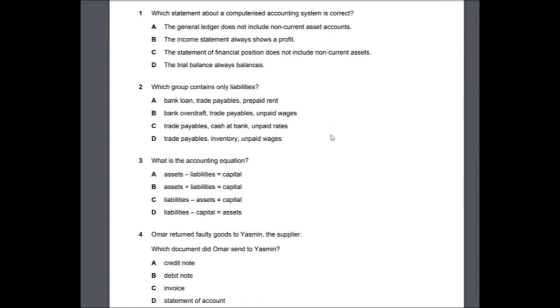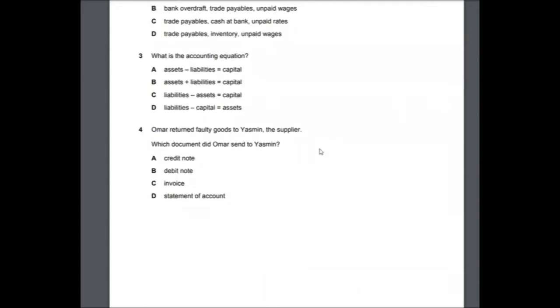Let's look at multiple choice 4. Multiple choice 4 says Umar returned faulty goods to Yasmin, the supplier. Which document did Umar send to Yasmin? First try to understand who is Umar, right? Umar returned faulty goods to Yasmin. Yasmin is the supplier. Yasmin has sold goods to Umar, so Umar has purchased goods. What document is Umar going to send? If it's a buyer and is returning the goods, then it's a debit note, right? If a buyer is sending goods back to its supplier or the seller, then the buyer issues a debit note. So the correct answer to multiple choice 4 is going to be option B.